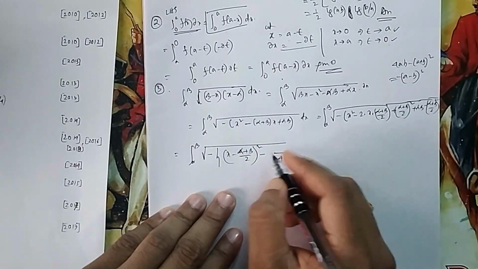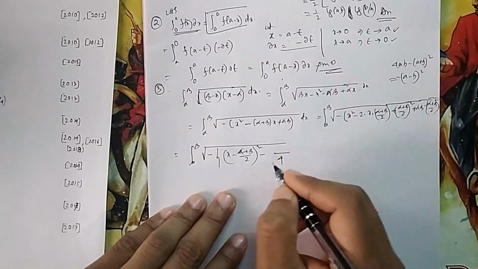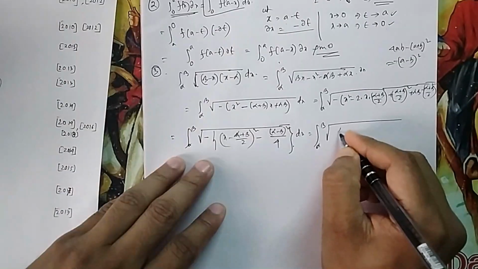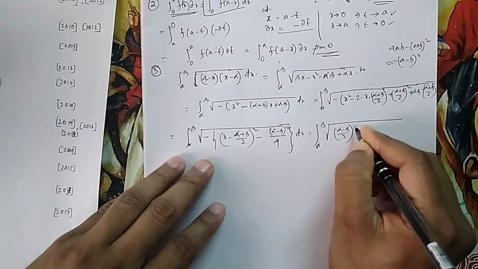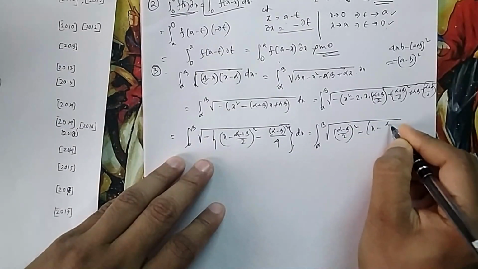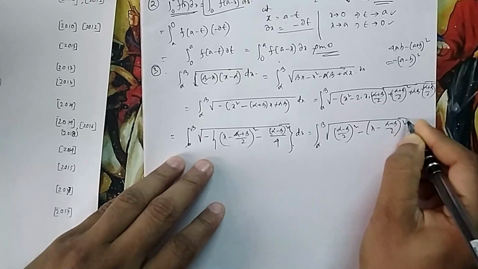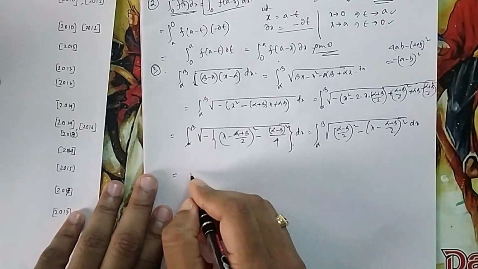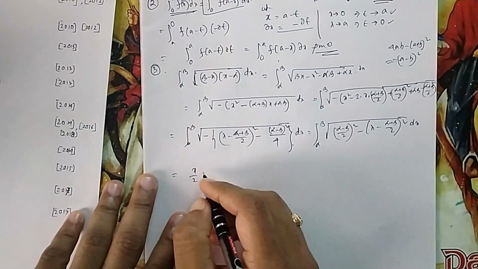So this plus and this minus will make it minus, and it will be (alpha minus beta) whole square. So it will be ((alpha minus beta)/2) whole square minus (x minus (alpha plus beta)/2) whole square. So it will be of the format under root a square minus x square. So if we apply that formula, x by 2 under root a square minus x square.